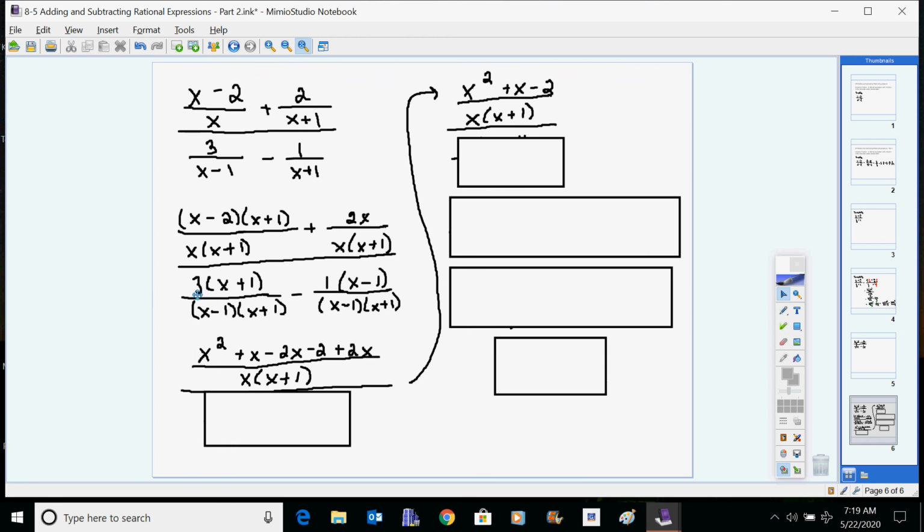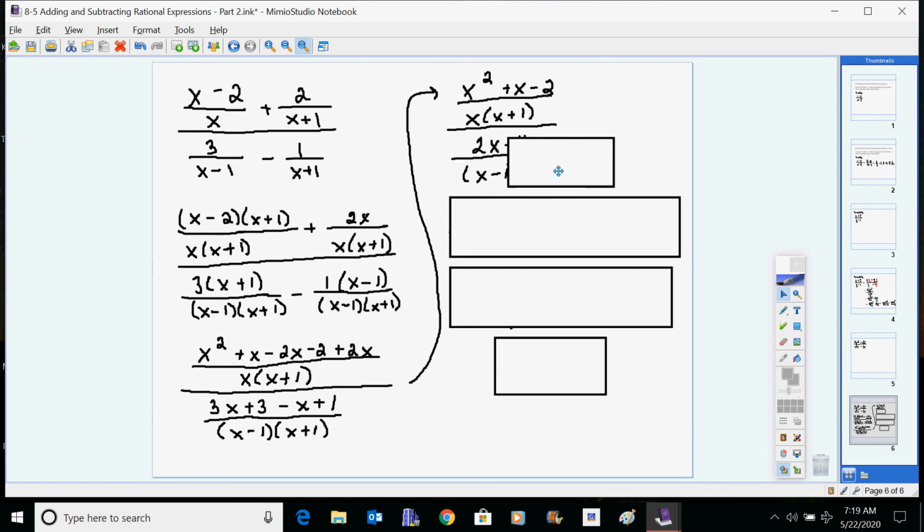We need to be careful when we're handling this. We need to distribute. And so there's that part. I am combining it already into my like denominator here. But I've got 3x plus 3, then you're distributing the -1. So -x plus 1, be careful with that. Then 3x minus x gives you 2x. And 3 plus 1 gives you 4. And I have this.